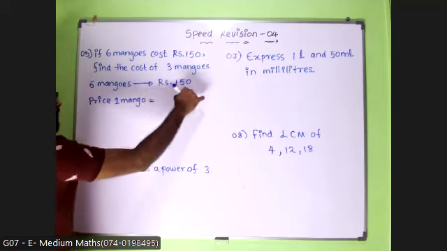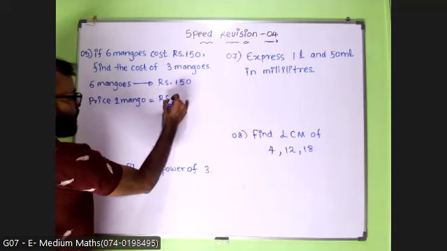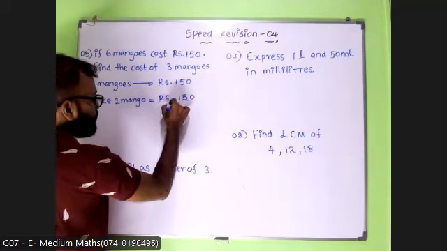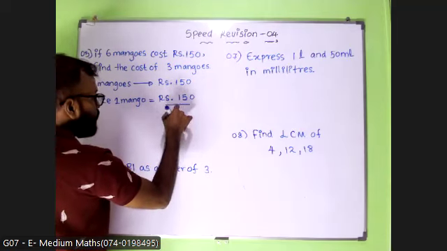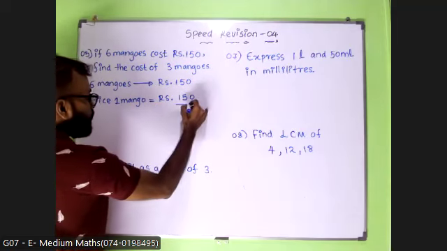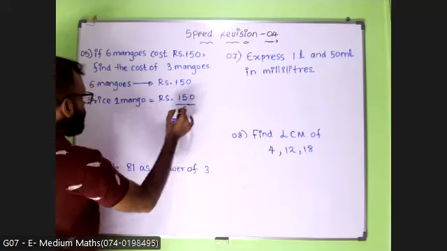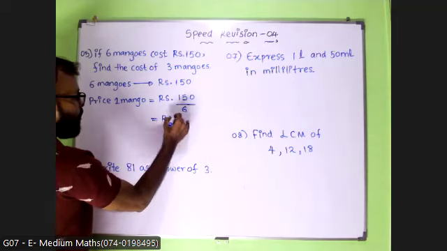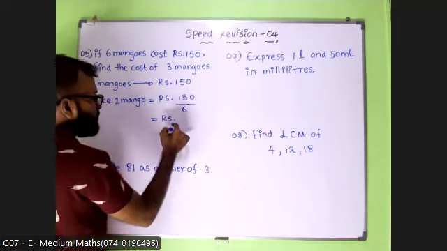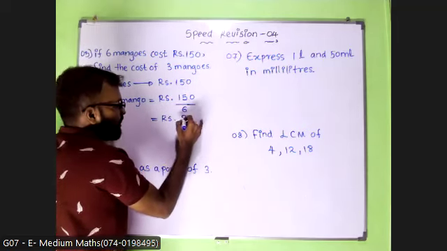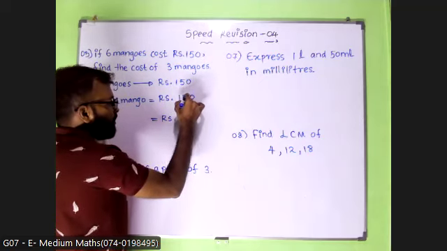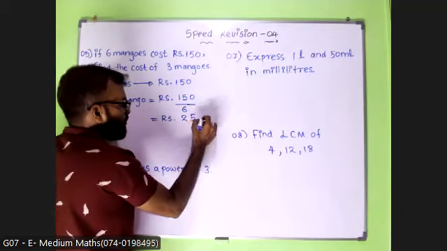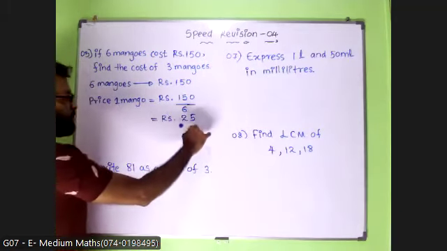150 rupees should be divided by 6 mangoes in order to find the price of one mango, right? So price of one mango will be equal to 150 divided by 6. Right? 6 times 2, 12. Sir, 25. Yes, it's 25 rupees, right? Price of one mango is 25 rupees.